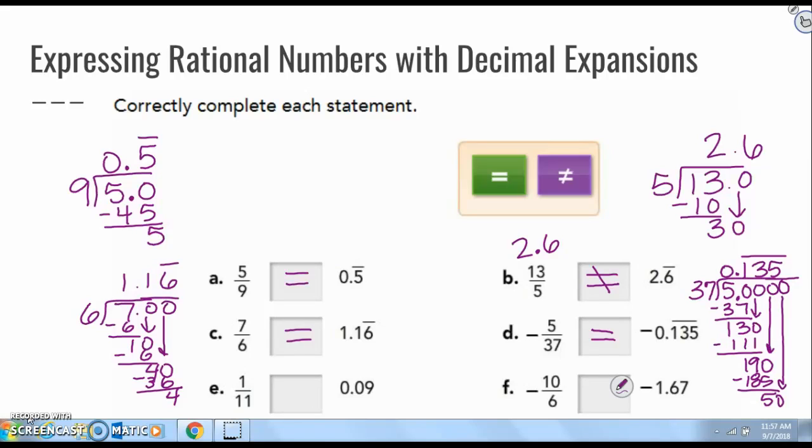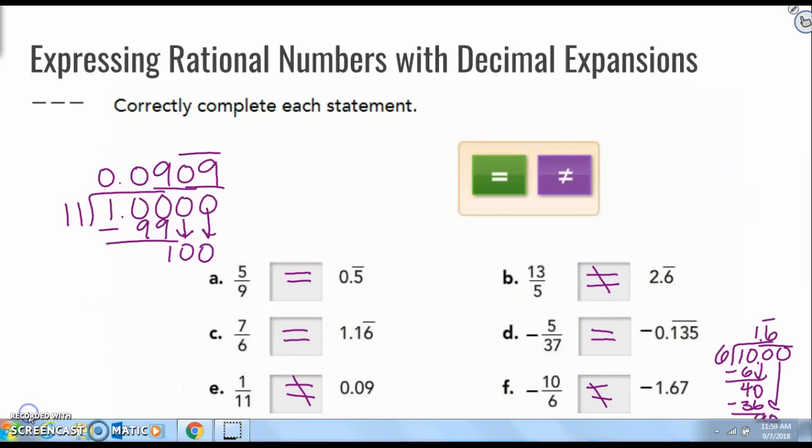Answer E and F on your own. E and F are both not equal. For E, 1/11 as a decimal is 0.09 where the 0 and the 9 repeat. The decimal that we see on letter E terminates, therefore they're not equal. For letter F, negative 10 over 6 is negative 1.6 with the 6 repeating.